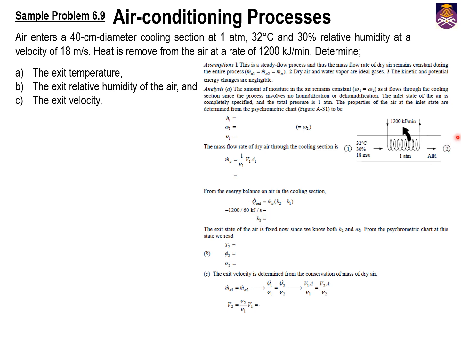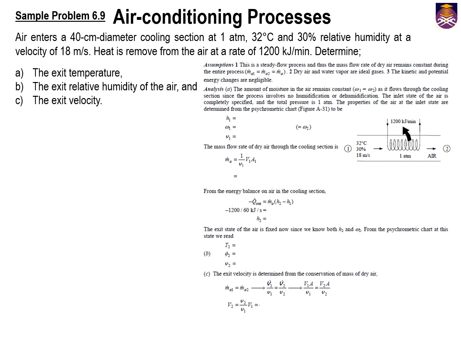So now for point number 2, you have H2. You have omega 2, which is similar to omega 1. So once you have these 2 points, you should be able to find what is T2, relative humidity at point number 2, and specific volume at point number 2. And then to find your velocity, we use back the same formula as discussed earlier. Should be able to get what is the velocity at point number 2. So give it a try, find the values, and you should be able to get all the values needed.